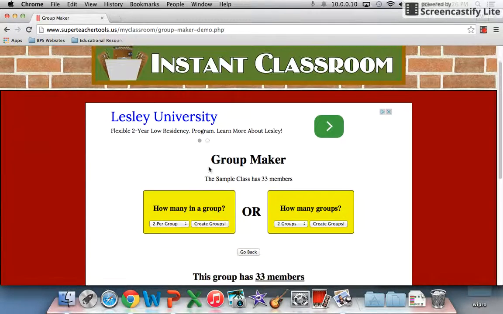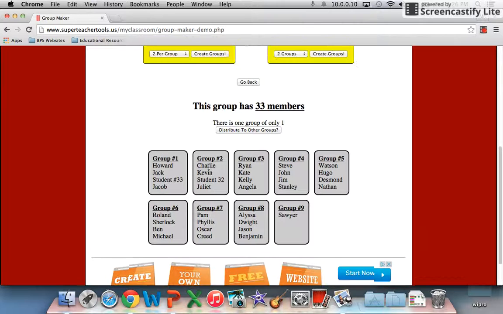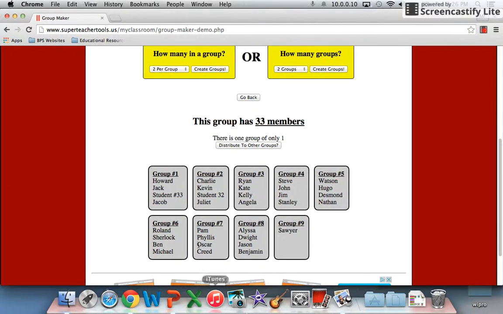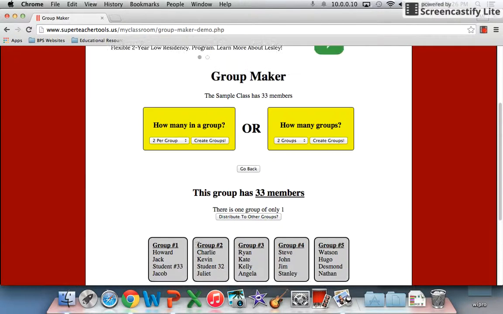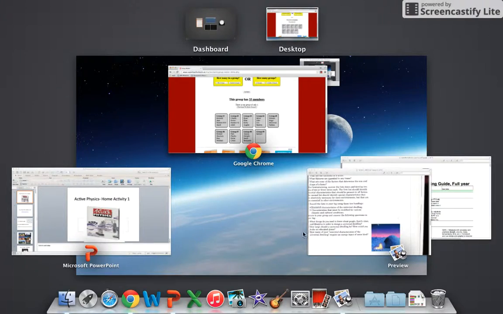So you would, ahead of time, insert your class list in here. And then in an instant, it just makes a group. Of course, you need online access for this, but it is a pretty handy tool for you to make random groups. So I'd like to put students in some random groups and have them actually work in those groups for the next set of questions.